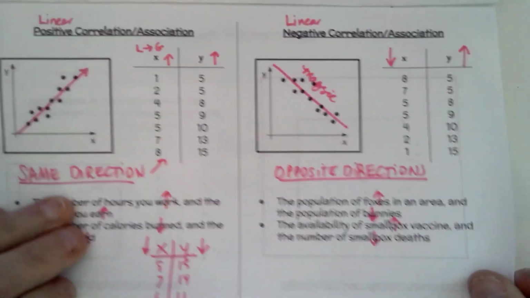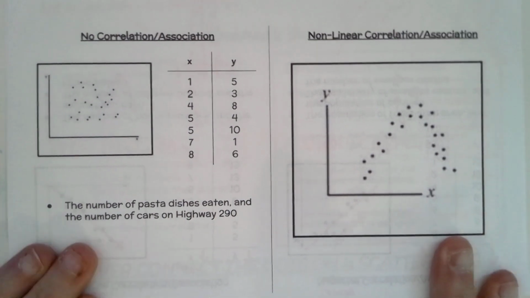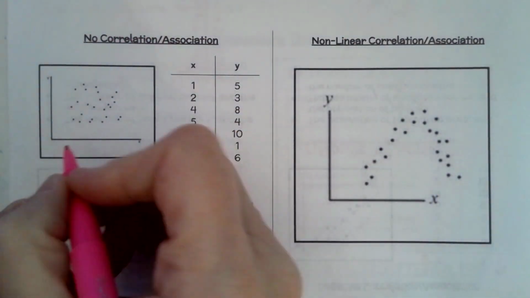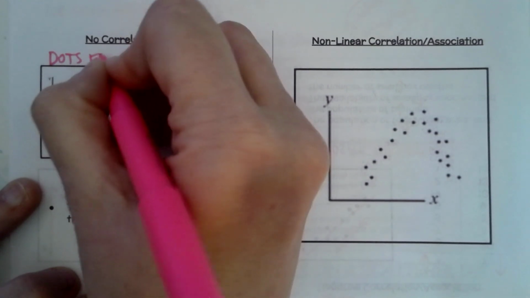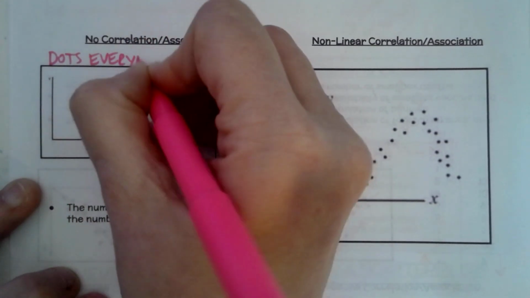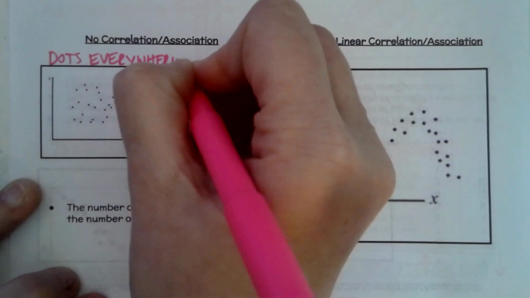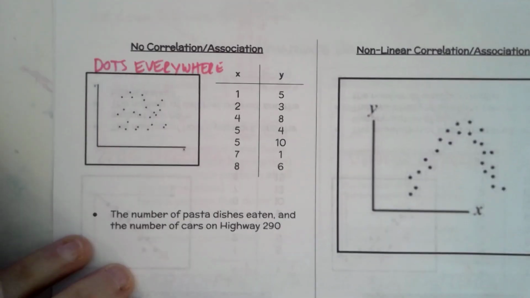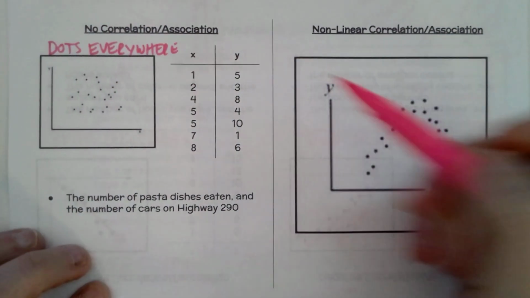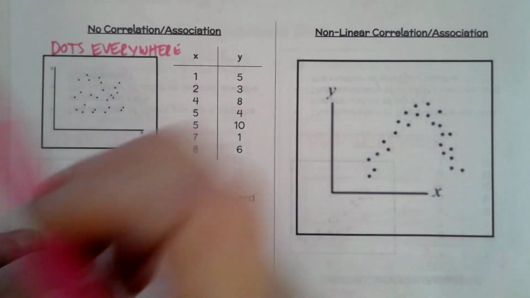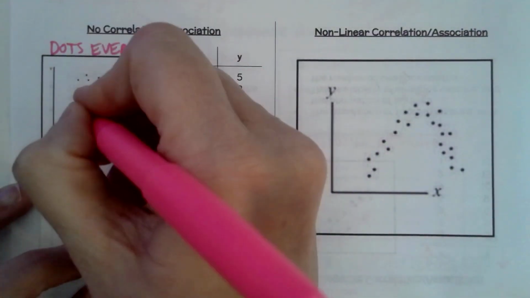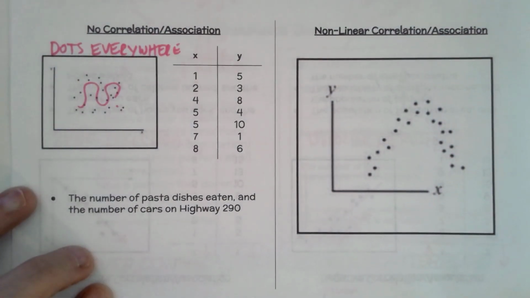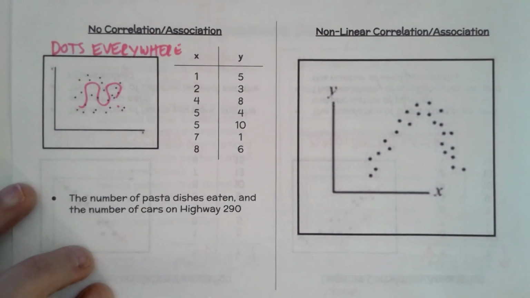Okay, so now let's look at the two that aren't linear, all right? So we've got this guy here, no correlation, okay? So basically, here's what no correlation is. Dots everywhere. You couldn't make a line through that if you tried. Is it going up? Is it going down? There's no pattern there. It's all over the place. Okay, I can't make a pattern.